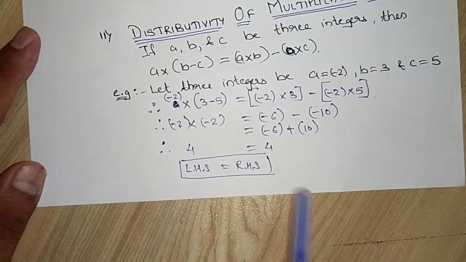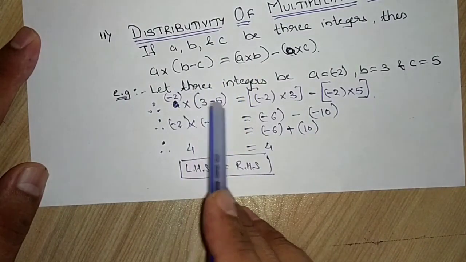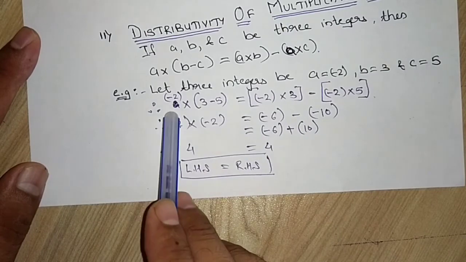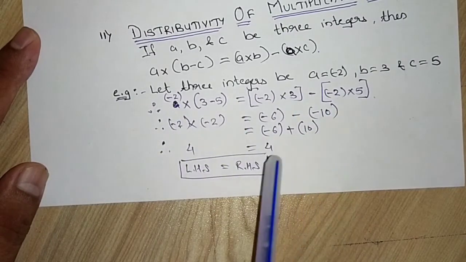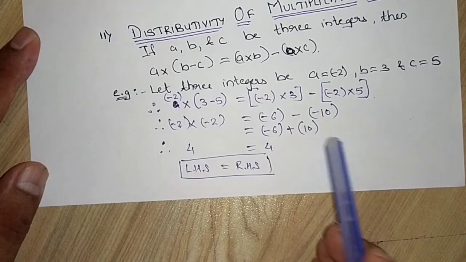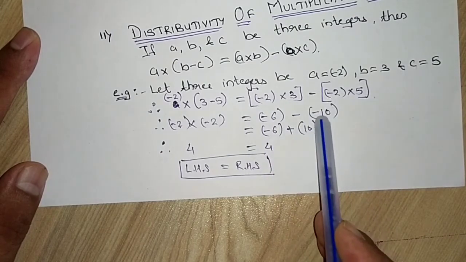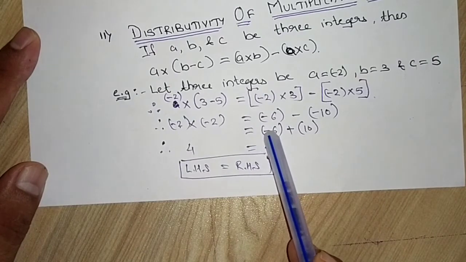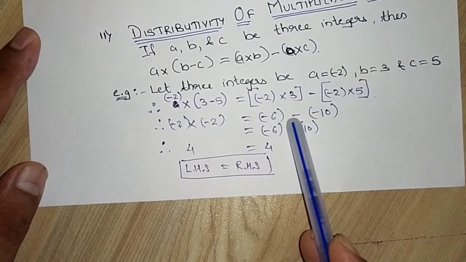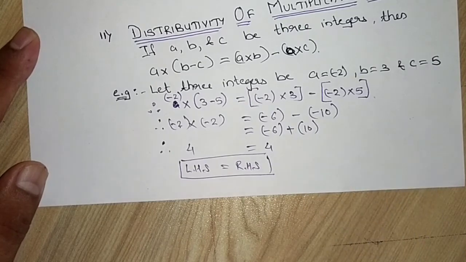Or you multiply minus 2, that is A, to B and A to C, and then subtract them, you will get the same result. 2 3s are 6 minus 2 5s are 10, that is minus 10, is equal to minus 6. We know that when we subtract two integers, we add the additive inverse of the second number. So minus 6 plus 10 is 4. We get LHS is equal to RHS.